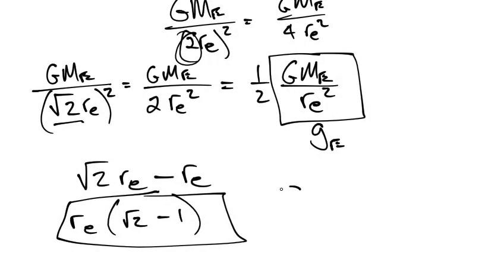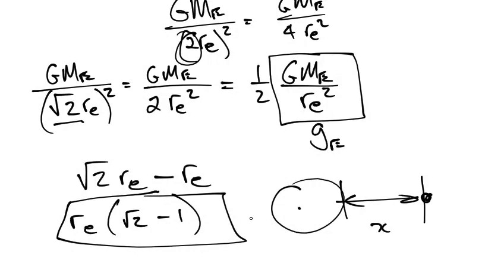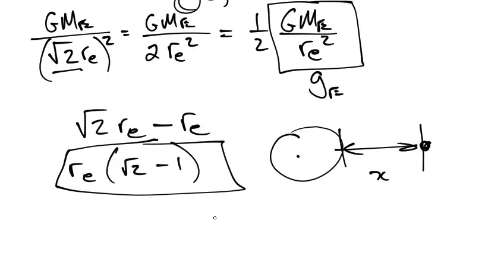That is the distance above the Earth's surface that this rocket ship would have to be located at in order for the gravitational field strength to be half of what it is at the Earth's surface.